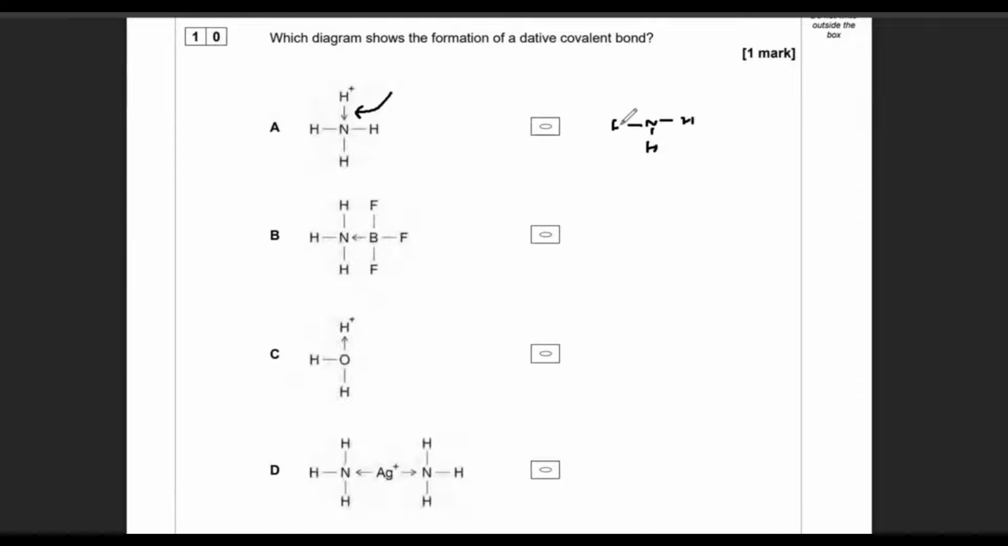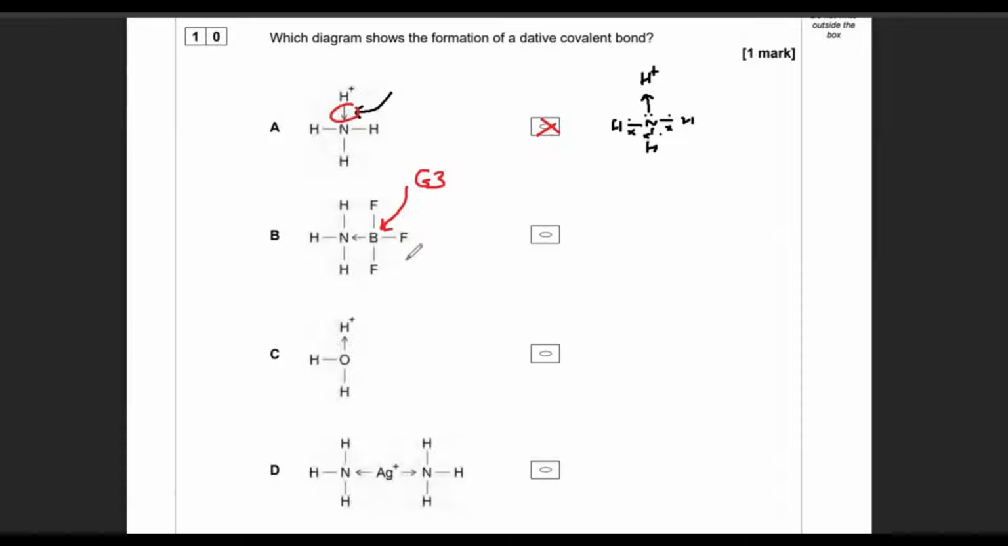So you've got ammonia. Ammonia does form ammonium with a dative covalent bond. However, in the ammonium ion, the lone pair of electrons must come from the nitrogen to the hydrogen. The hydrogen ion doesn't have any electrons to donate to the nitrogen, so the arrow can't possibly go that way. That's wrong. Over here, very similar, we've got boron trifluoride.